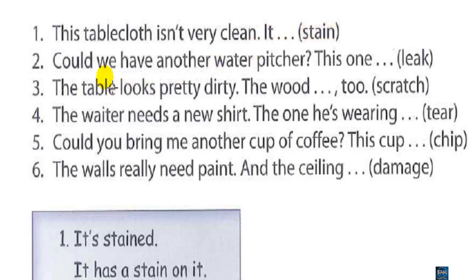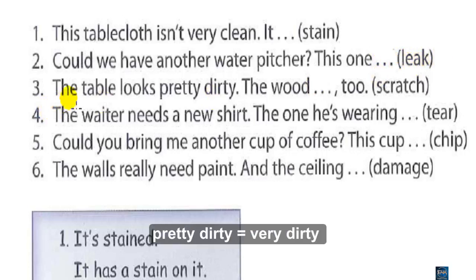Number two, could we have another water pitcher? This one, and the verb here is leak. So the answer: this one is leaking. With the verb leak, we use ing. This one is leaking, or this one has a leak.